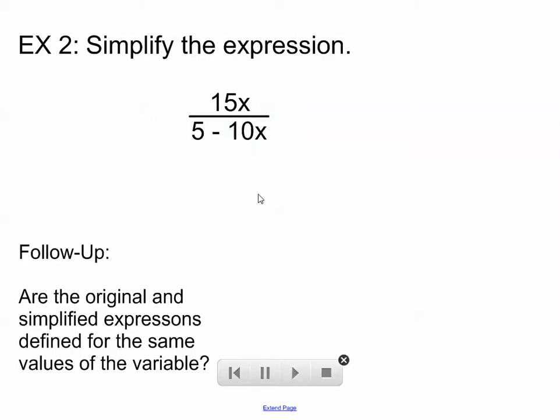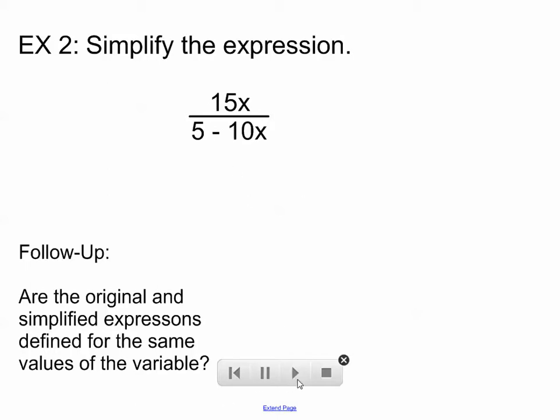All right, so we're going to do some more of this. We're going to simplify this expression, and as a follow-up, we're going to answer this question: are the original and simplified expressions defined for the same values of the variable? We'll talk about that in a second. Let's concentrate on simplifying this expression first.